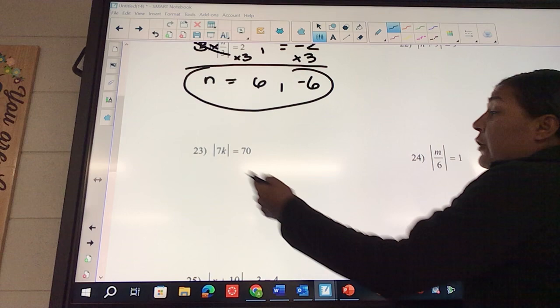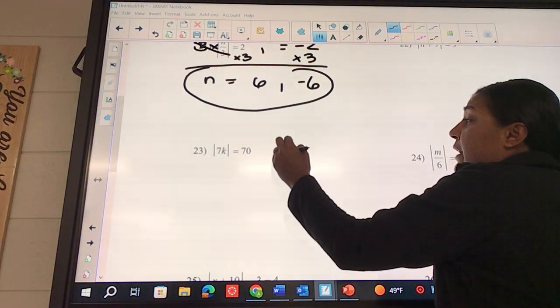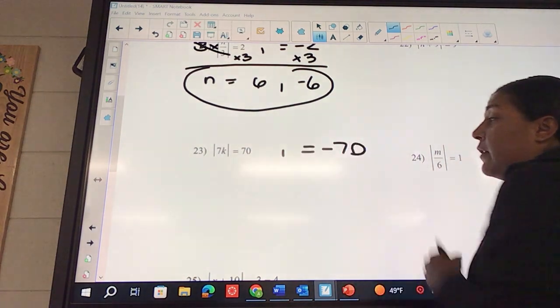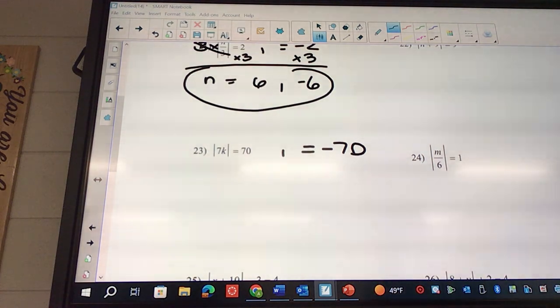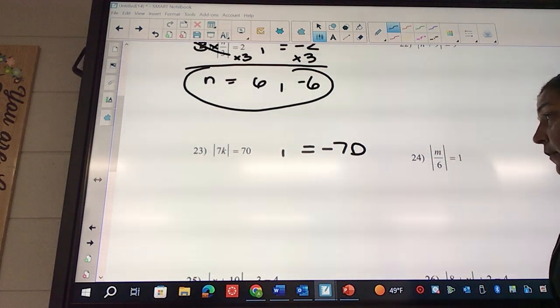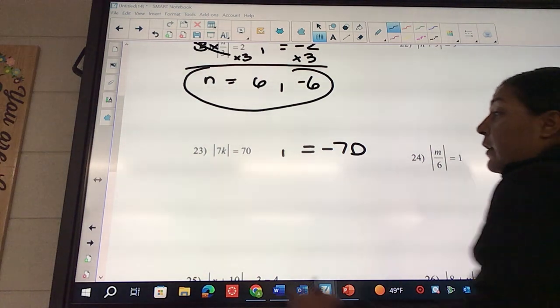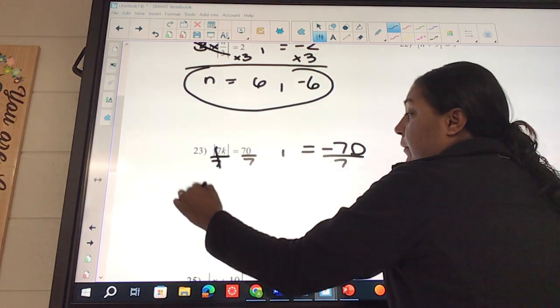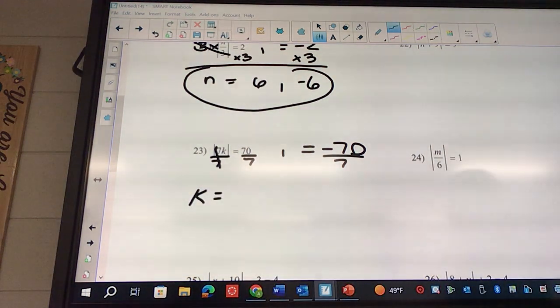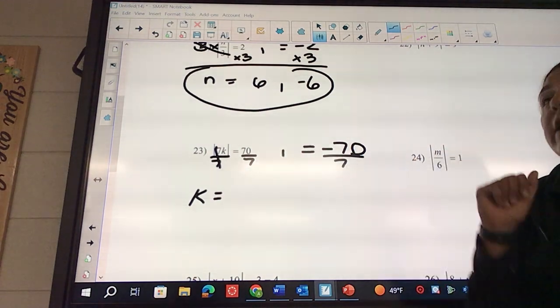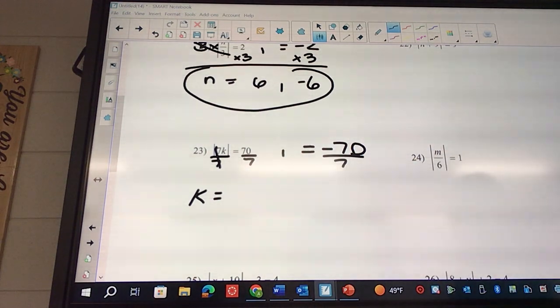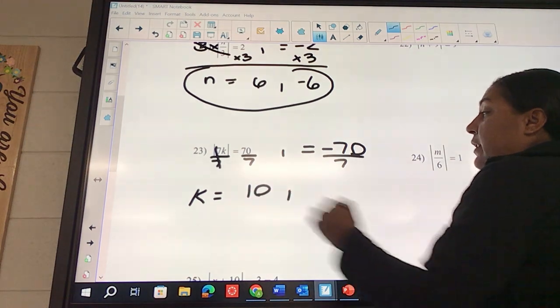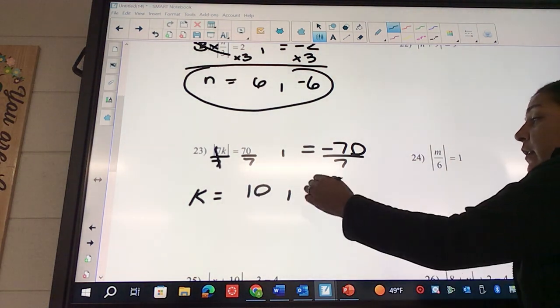23. Okay, there's nothing hanging on the outside of the bar, so we're going to say comma equals -70. Okay, what is by the K that needs to be moved? The 7. How do I move it? Division. Divide. Okay, so we're going to divide all of these by 7. Okay, so starting with this one, what is 70 divided by 7? 10. -70 divided by 7. -10.